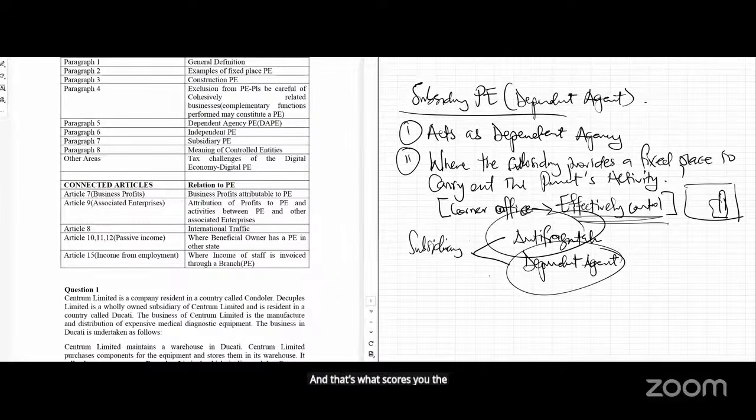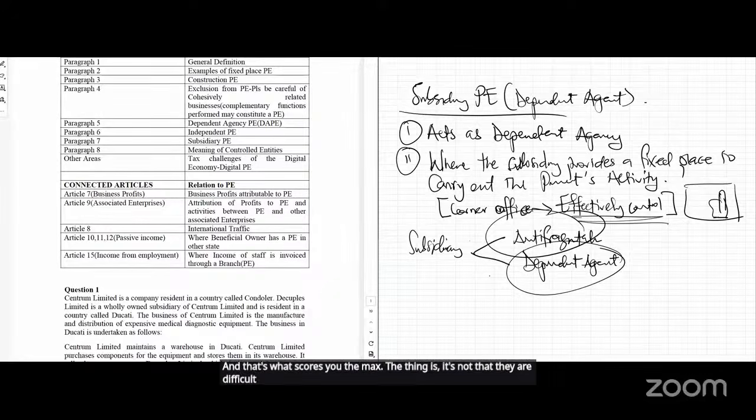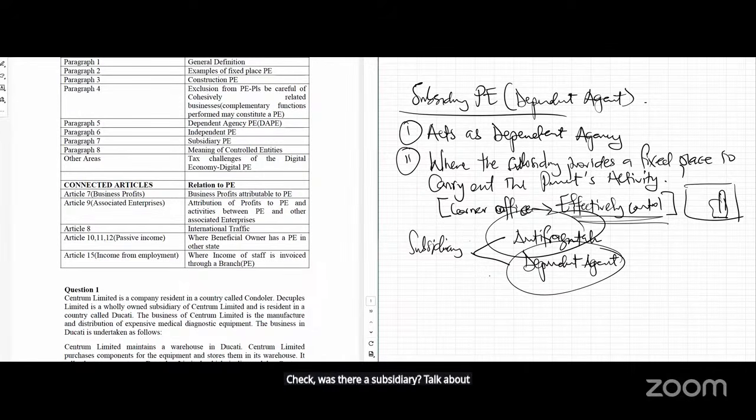The thing is, it's not that they are difficult. When you understand the rules, you don't need a full answer. You identify bits and pieces and just talk about them. If you feel you don't know the case at all, check: was there a warehouse? Underline. Talk about preparatory and auxiliary. Check: was there a subsidiary? Talk about these things. Check: was there construction? Talk about construction PE.